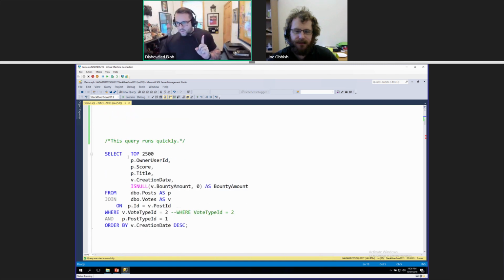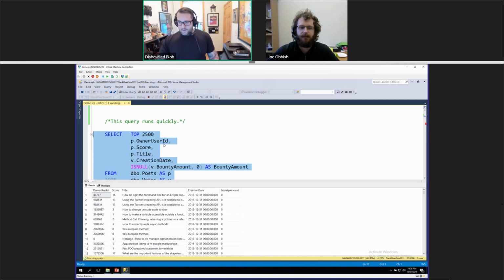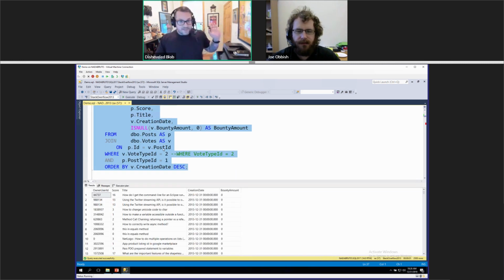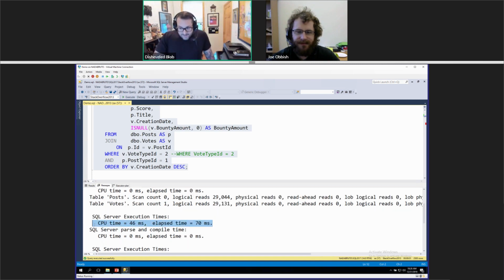When I run this query, where I ask for the top 2,500 rows from the post table joined to the votes table, where vote type ID equals 2 and post type ID equals 1, ordered by creation date, this runs very quickly. You barely even notice that did anything. If we look at the messages tab, we did about 29,000 logical reads from the post table, about 29,000 from the votes table, and we hardly even touched our CPUs.